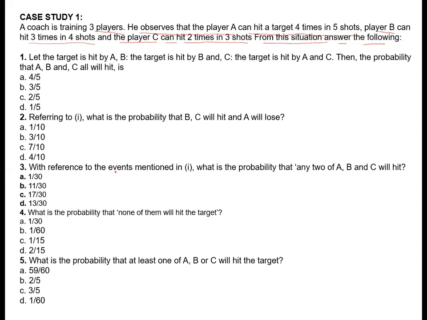Third is, with reference to the event mentioned in the problem, what is the probability that any two of A, B, C will hit? It is 1 by 30, 11 by 30, 17 by 30, 13 by 30. What is the probability that none of them will hit the target? 1 by 30, 1 by 60, 1 by 15, 2 by 15. And the last part is, what is the probability that at least one of them, A, B, C, will hit the target? 59 by 60, 2 by 5, 3 by 5, 1 by 60. So we'll go through the question one by one.